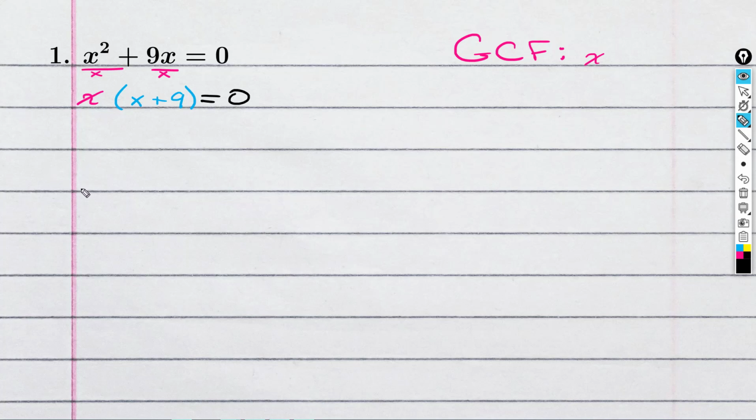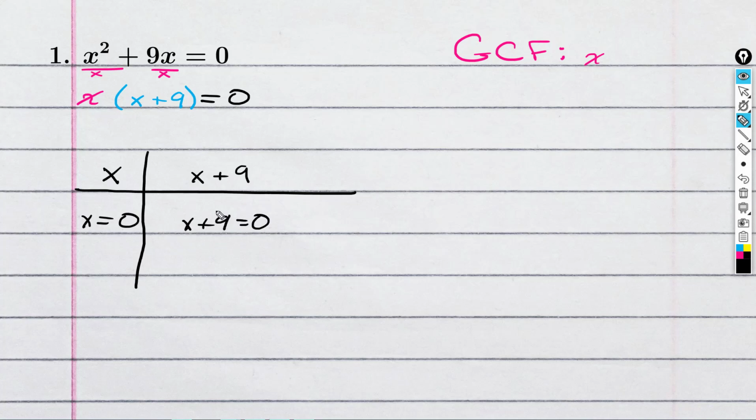So we have it factored. Now we're going to say each of the factors equal to 0. I use a little table to help organize my thoughts. And so I'll list the factors up at the top, and then I'd show the work below. So x equals 0. There's no work to be done. x plus 9 equals 0. I need to move the 9 to the right-hand side. So that means I need to subtract 9 from both sides. And so x is equal to negative 9.